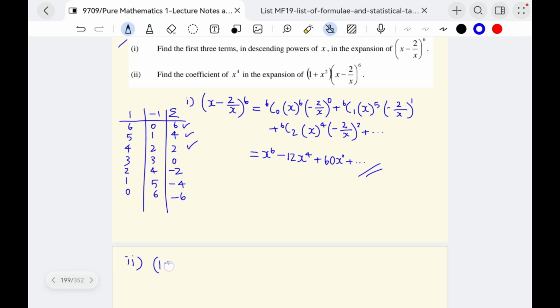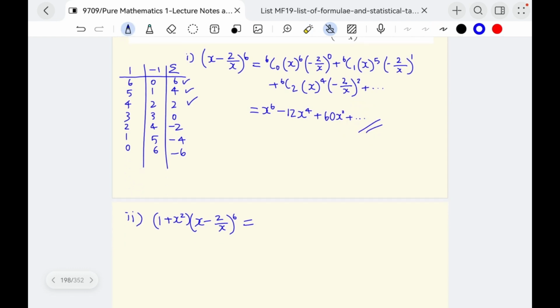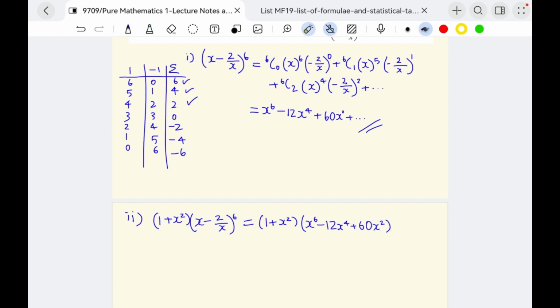So write it out: 1 plus x squared, times (x minus 2 over x). But for this particular part, you don't have to write out the three dots, because the examiner assumes that you understand these first 3 terms are just part of the expansion. Okay, 1 plus x squared, copy as usual, times, replace this with the result that we have done from part A, not A, the first part. So just expand to get the term x to the power of 4.